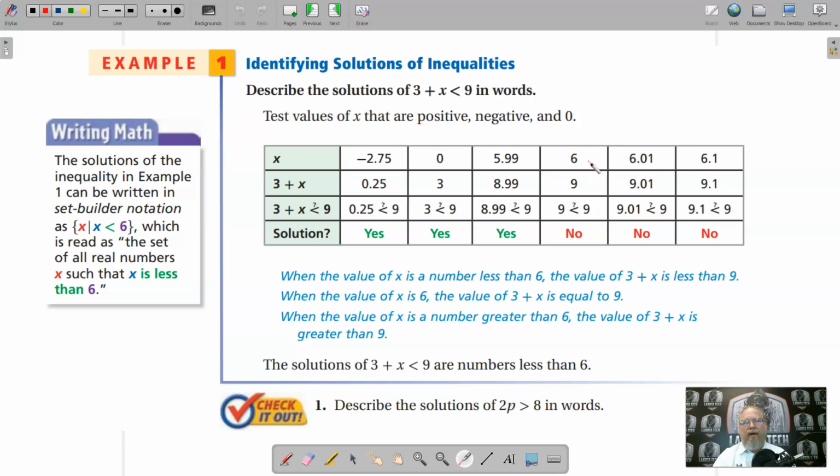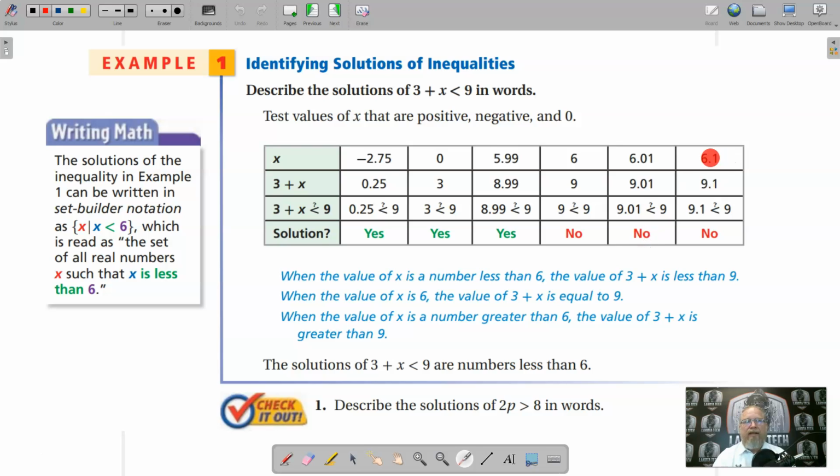Let's try a number a little greater than 6, like 6.01. 3 plus 6.01 is 9.01. Is 9.01 less than 9? No, 9.01 is actually greater than 9, so it's not a solution.